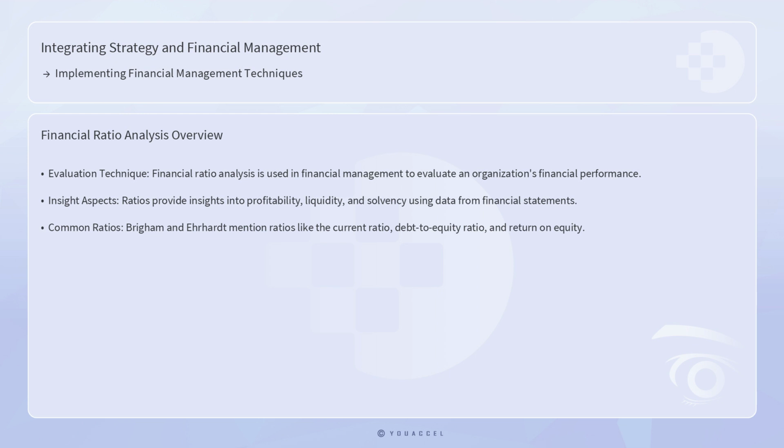For example, a company with a high current ratio may be considered financially healthy, as it has sufficient assets to cover its short-term liabilities. Conversely, a high debt-to-equity ratio may indicate that the company is heavily reliant on debt financing, which could pose a risk to its financial stability.